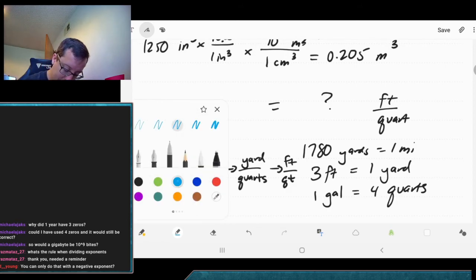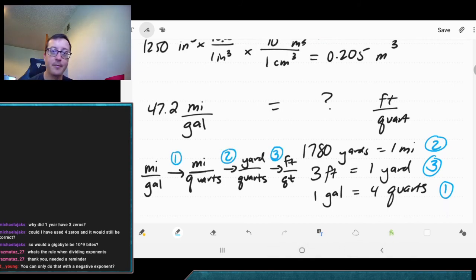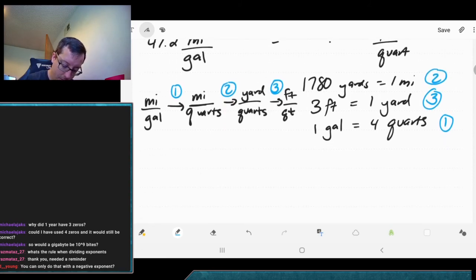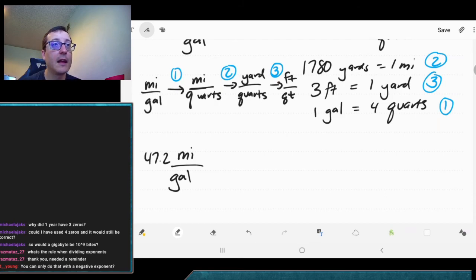Looking at our conversion factors, if I wanted to do gallons to quarts first, that's my first conversion factor. The second part I'm going from miles to yards, so that's going to be this one. And the third one is going to go from yards to feet, so we're going to use that one third. So 1, 2, 3. Let's take a look. 47.2 miles per gallon. If we want to do gallons to quarts first, we can.